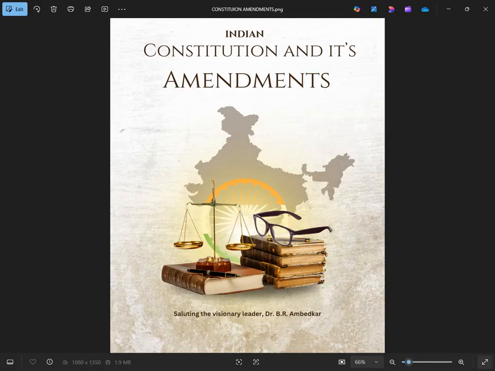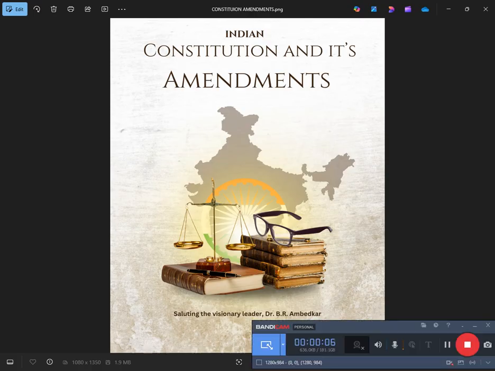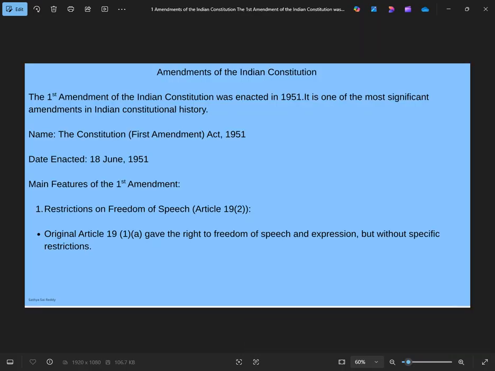Indian Constitution and its amendments. Amendments of the Indian Constitution. The first amendment of the Indian Constitution was enacted in 1951. It is one of the most significant amendments in Indian constitutional history.